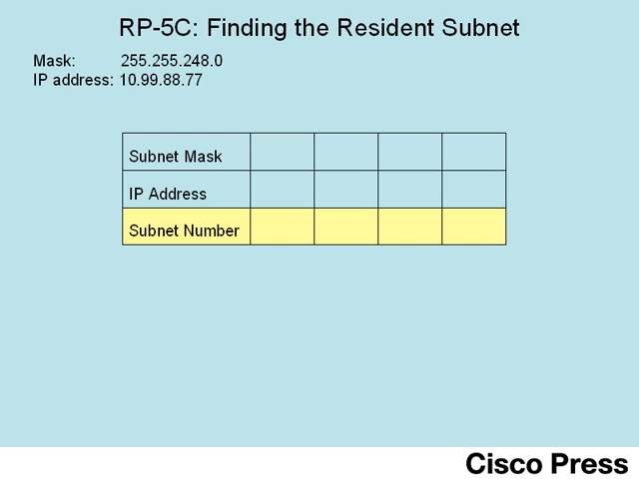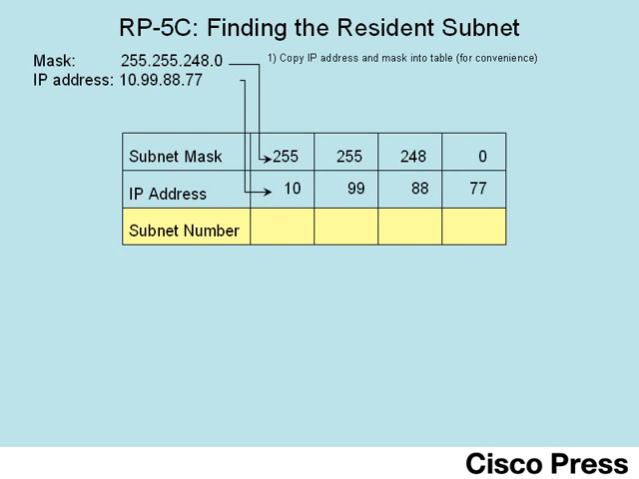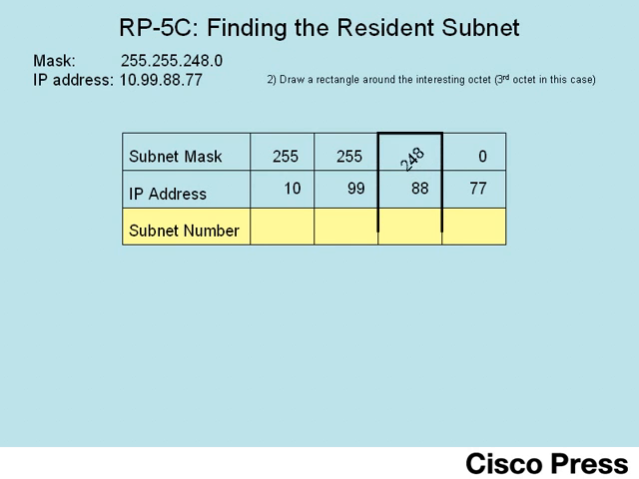You start with a convenient place to write down the numbers, and you start at step 1 by simply recording the subnet mask and IP address in the first 2 rows of a table. Then you find the interesting octet, which is the octet in which the mask has a non-255 or non-zero value, which of course is the third octet in this case, and you draw a rectangle around it.